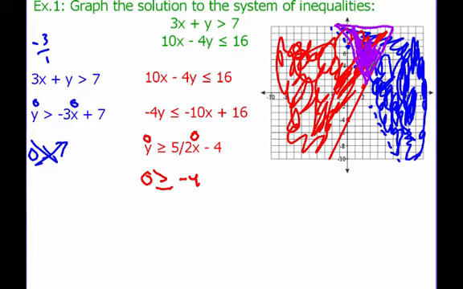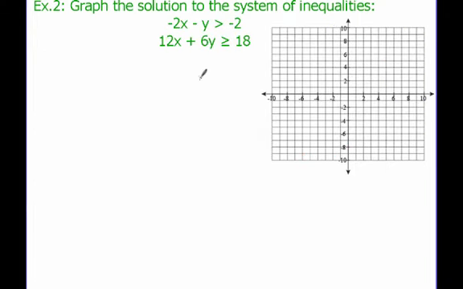This whole area that I just outlined in purple is the solution to the system because it's inside the solution to both inequalities. All right, it's just the spot where they overlap. That's all we're looking for, the area where the solutions to two inequalities overlap. So that's my answer right there. All right, let's try one more example.